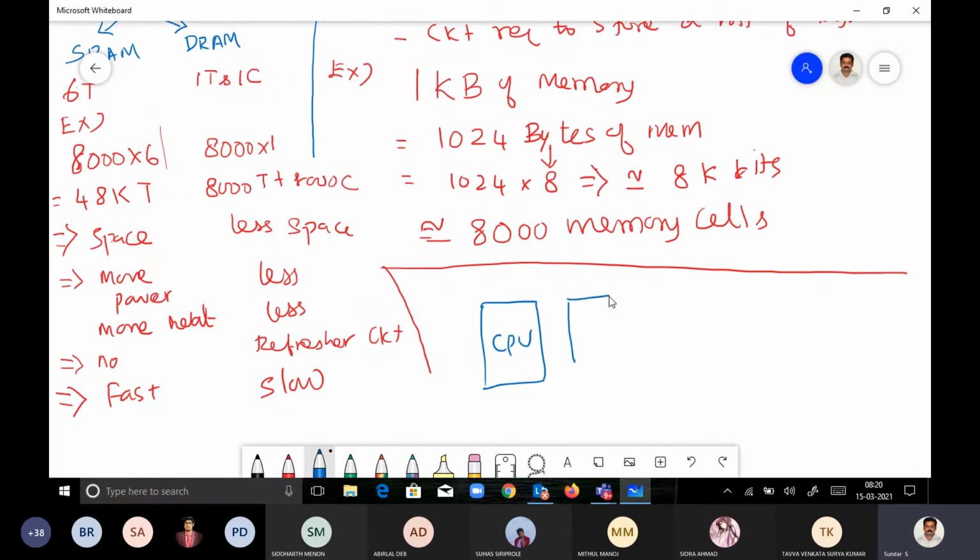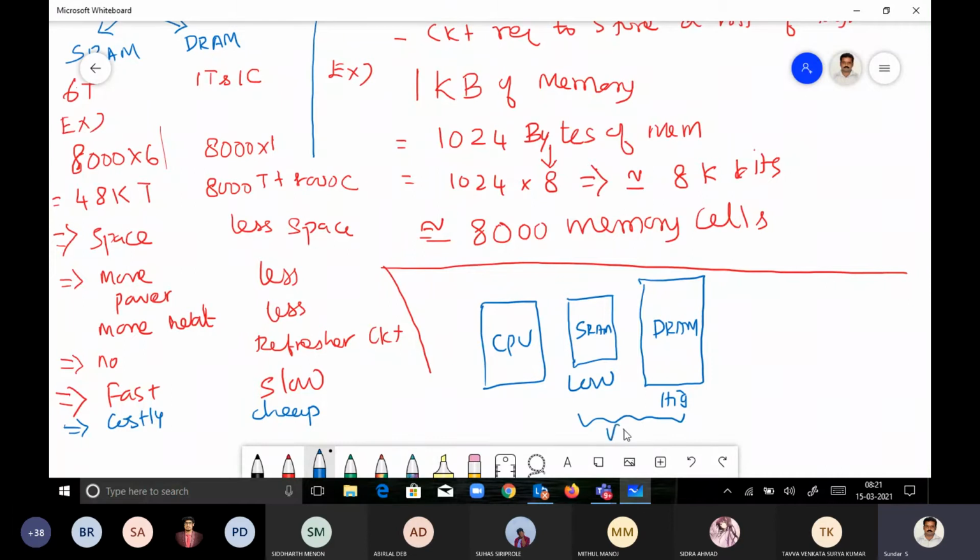We have a smaller capacity of static RAM. Why are we using smaller capacity? Because it has many transistors, it occupies more space, it consumes more power, and it is also costly. It is costly because it requires a lot of transistors, right? Dynamic RAM is cheap. So we are using a low capacity of static RAM and a high capacity of dynamic RAM. These two constitute volatile memory.